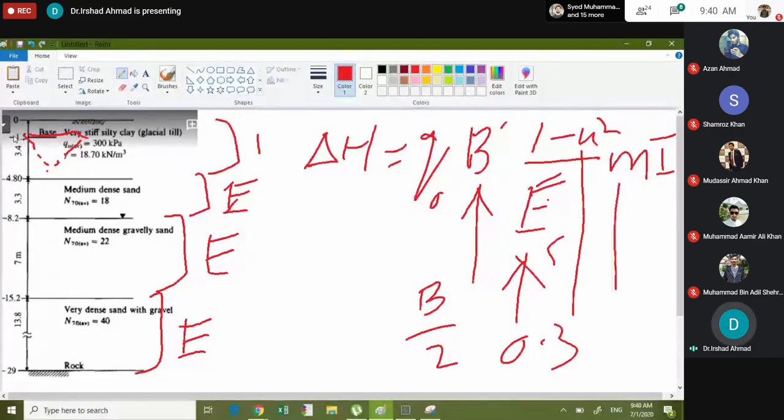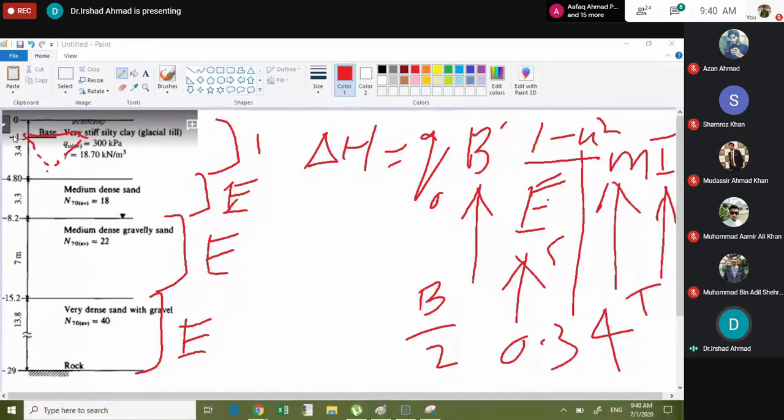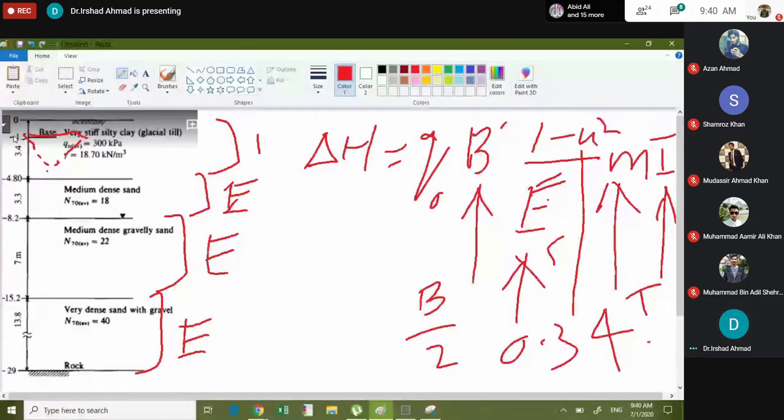What is the value of m? Because there are 4 corners contributing to the settlement, so m is 4. I you take from the table. So all values are known except this. So can anybody tell me what we have to do with it?